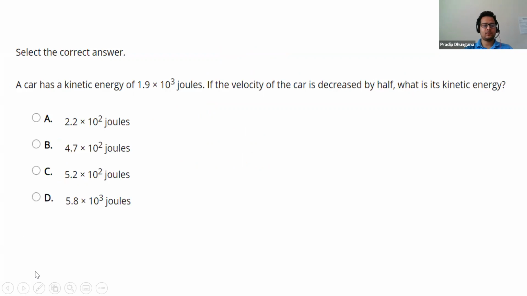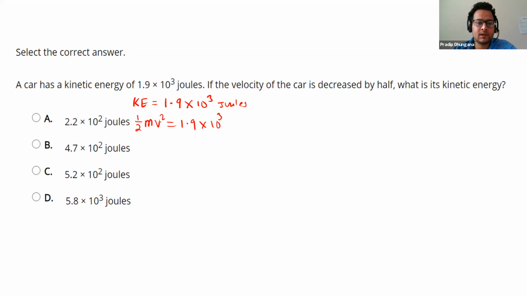Okay, now let's go to the next problem. The question is, a car has a kinetic energy of 1.9 times 10 to the power 3 joules. Kinetic energy is equal to 1.9 times 10 to the power 3 joules, and kinetic energy is also 1/2 mass times velocity squared. That is the given information.